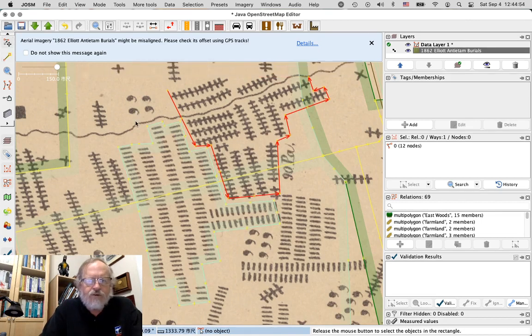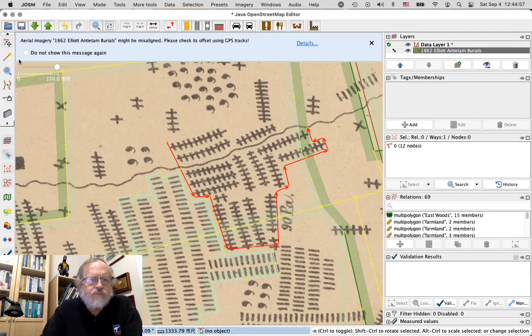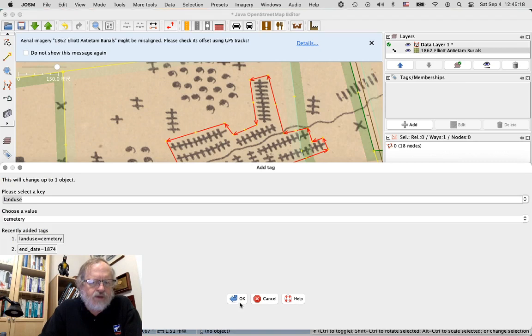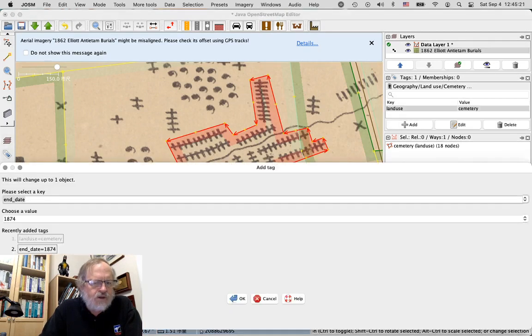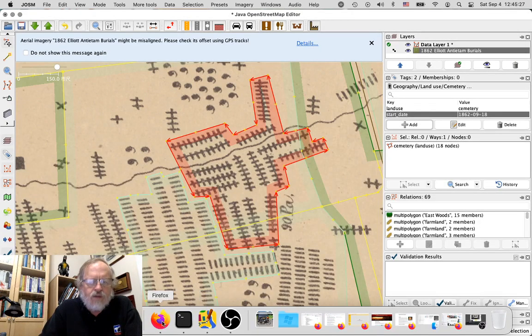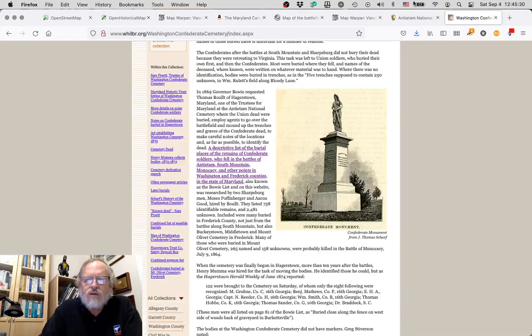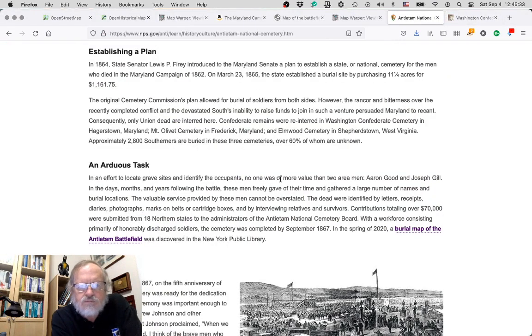And then let's do this batch of Union graves. And so we're going to use the same land use and the same start date. And let's go take a look at the burial site.